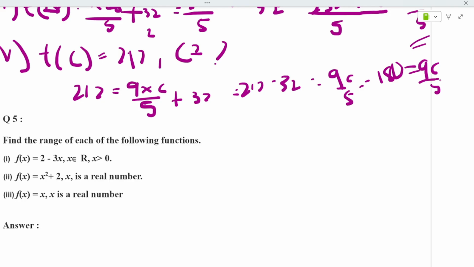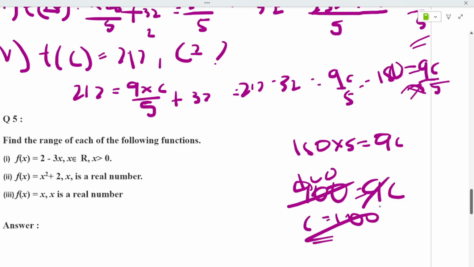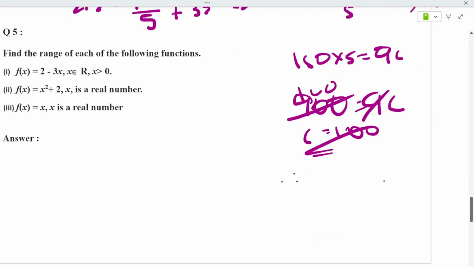You can see that, 180 into 5, right? See, if you have to cross multiply, 180 into 5 is equal to 9C. 180 into 5 will give you what? You do all these calculations in the calculator only, it will give you 900. 900 is equal to 9C. 9 ones are 9 and 0 as it is. C is equal to 100. This is how you find out this value. Now at the last you can write, therefore the value of C is 100.